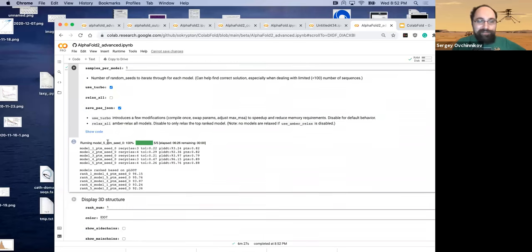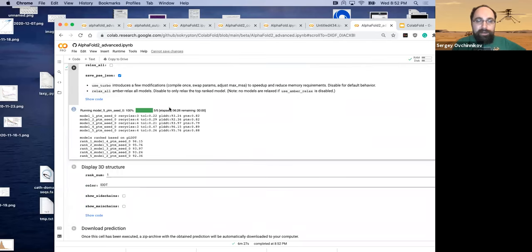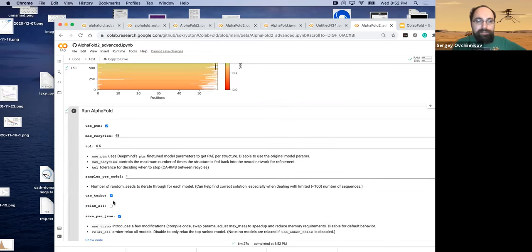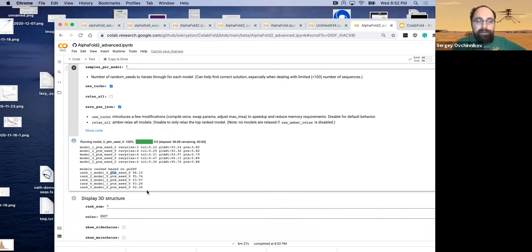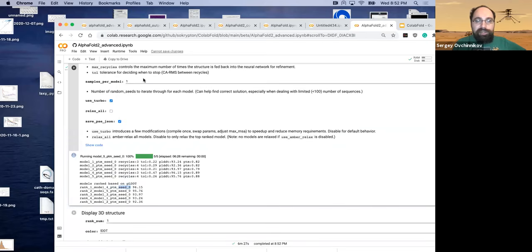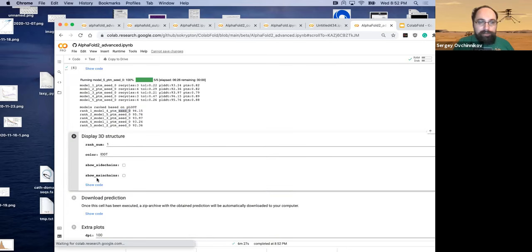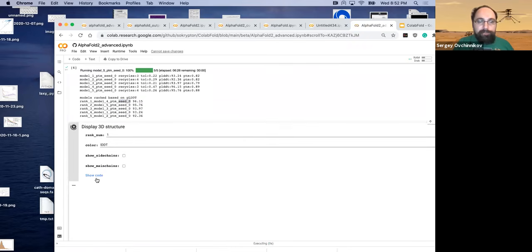Okay, so it finished running all the models. By default, here are all the 5 models, and they're ranked from highest to lowest. The way we name them is, this is rank number 1, using model parameter 4, using the PTM option, which is specified here, with seed 0. If you sample more than 1 sample, it will make many more variations and rank those. And finally, now we can observe these models to see what they look like.